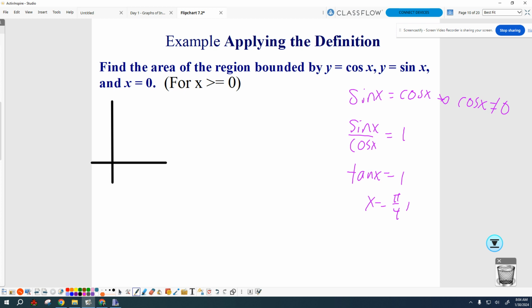Pi over 4, 5 pi over 4. How come I'm not taking the 5 pi over 4? The restrictions on the given problem. Okay.